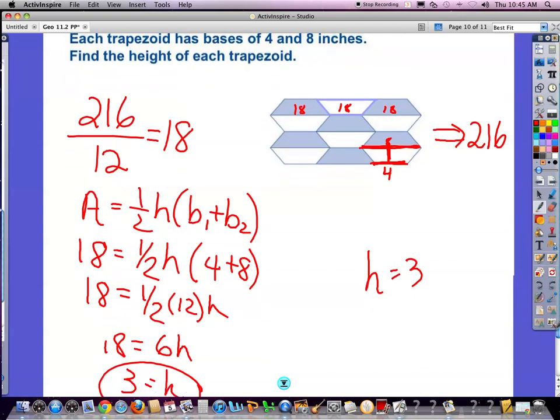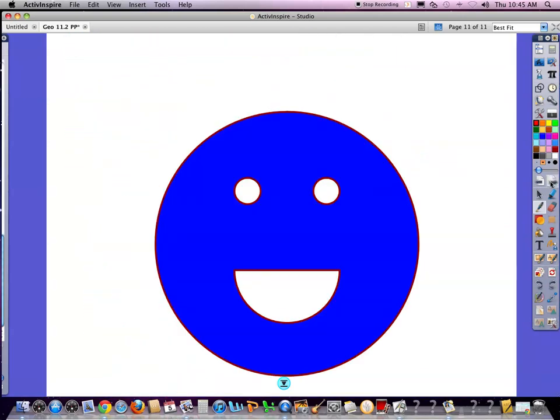Okay. All right. That concludes the example portion of 11.2, areas of trapezoids and rhombus and triangles. Have a nice day.